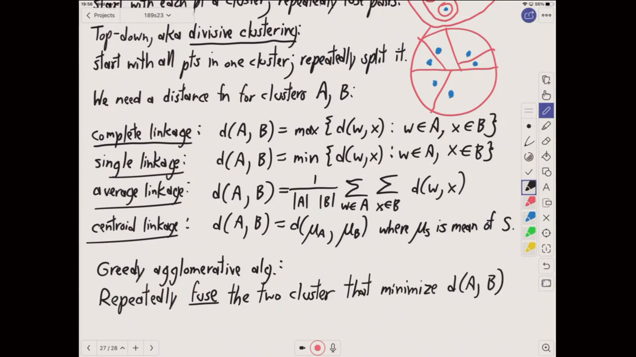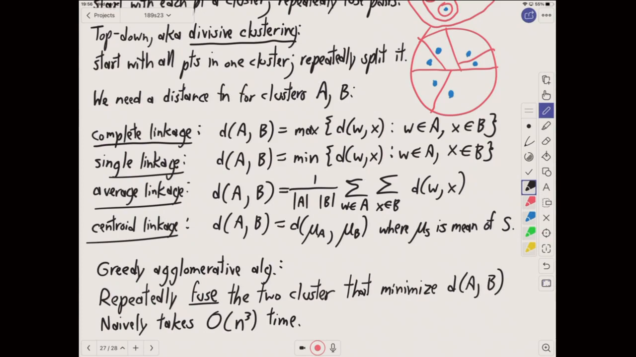And you just keep repeating this fusing of two clusters over and over again until you only have one cluster left. And if you do this in the obvious way, you have kind of a slow algorithm. It runs in cubic time.